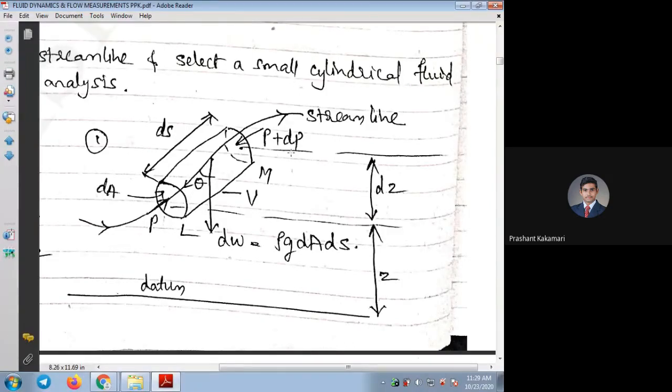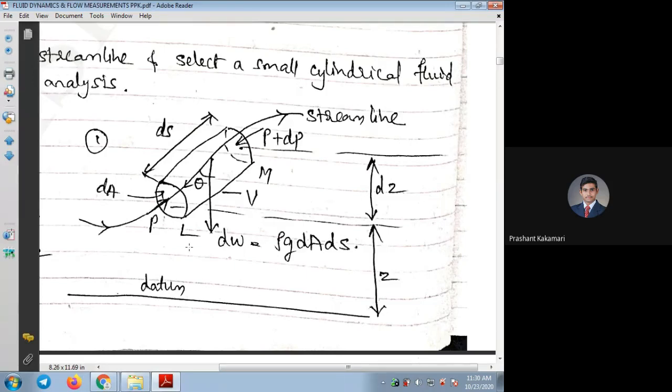I hope all of you understood the sketch, how it is drawn, and how all these parameters are considered as per Euler's equation, where we need to consider the pressure forces. On the inlet side it is P, and on the outlet side it has to overcome the extra pressure from outside. So dP is added here, the extra pressure opposing. One more force is the gravitational force due to weight, that is rho g dA ds. Only these two forces we have considered.